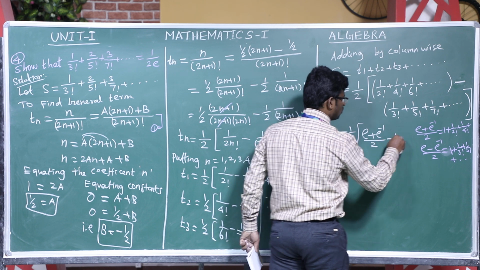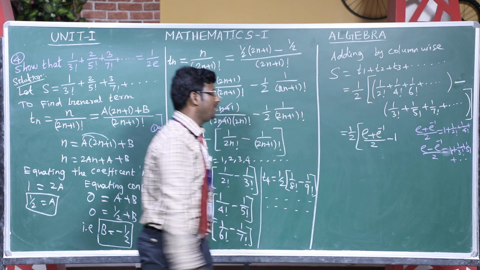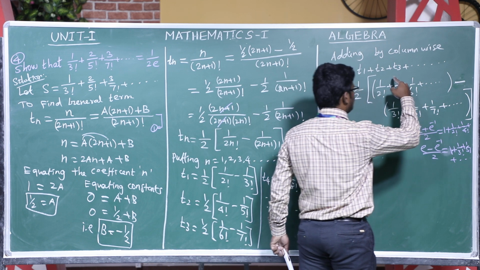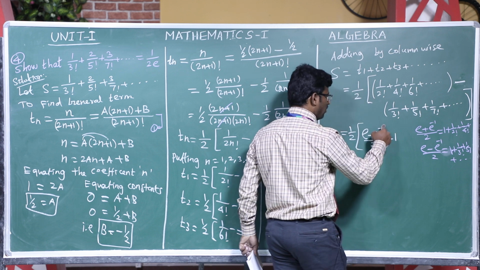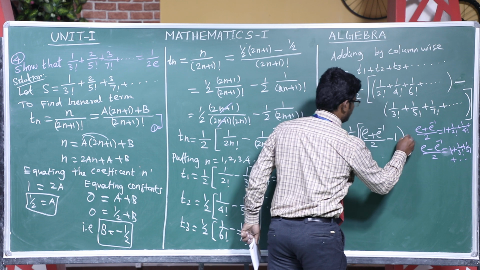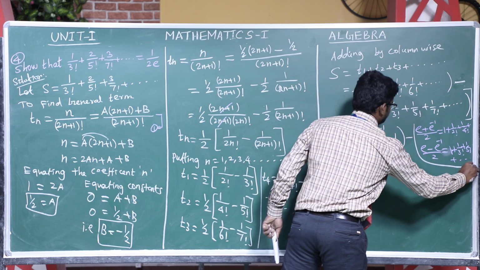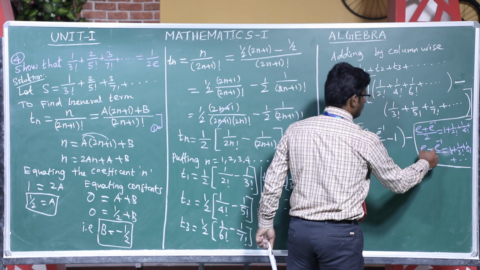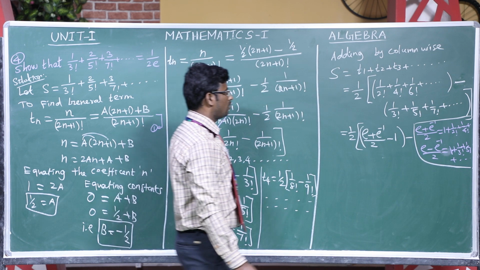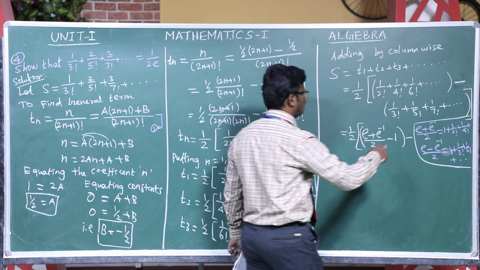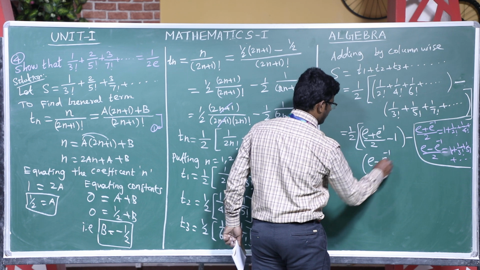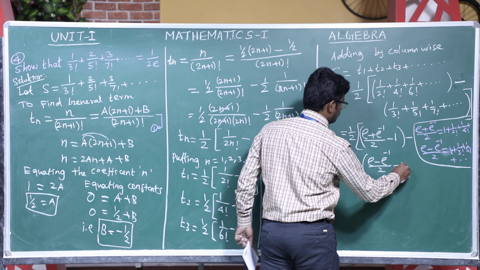So e plus e power minus 1, minus 1: the 1 is on the left hand side, and on the right hand side 1 by 2 factorial, 1 by 4 factorial, 1 by 6 factorial is replaced by e plus e power minus 1 by 2 minus 1. Next, e minus e power minus 1 by 2 is 1 plus 1 by 3 factorial plus 1 by 5 factorial up to etc. Compared to this, it is similar to e minus e power minus 1 by 2 minus 1.